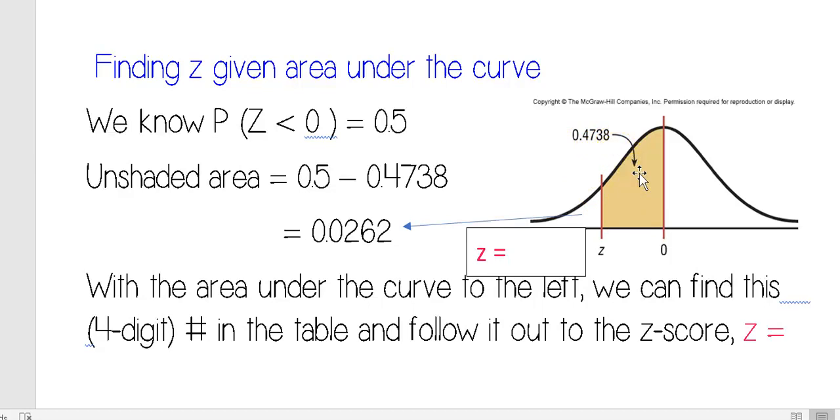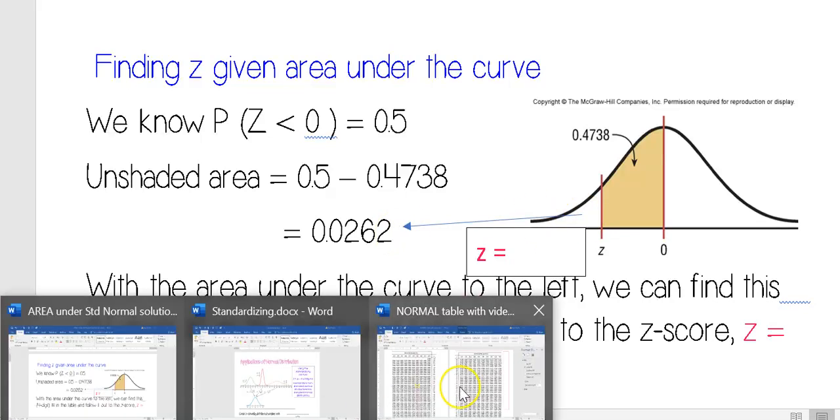Well, that doesn't help us very much because our table doesn't give us the area in between 0 and z-scores. It gives us the area under the curve to the left, although tables that look like this do exist. So we're going to use the property that the mean of 0 cuts the distribution in half. So that means the entire area under the curve to the left of 0 is 0.5. And if we take the shaded area, 0.4738, from 0.5, that'll give us this unshaded area here, which is 0.0262.